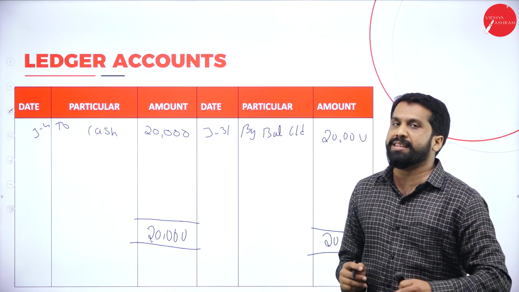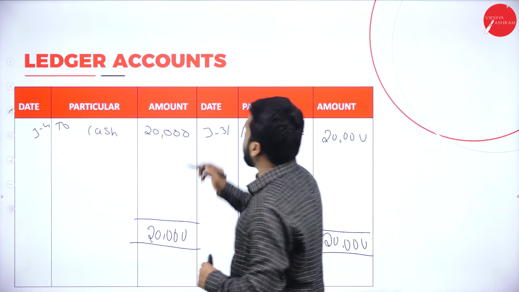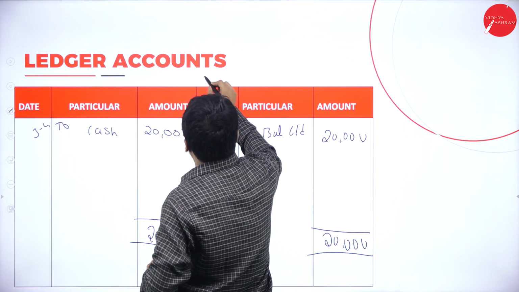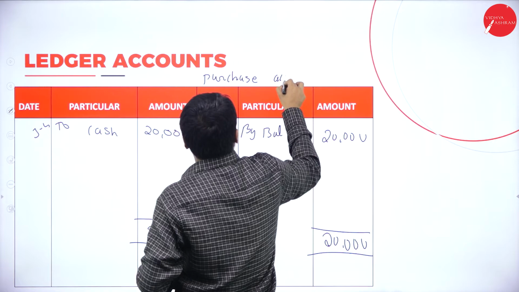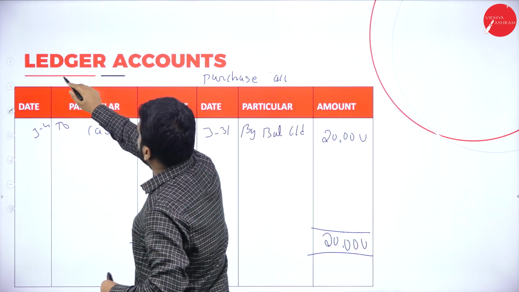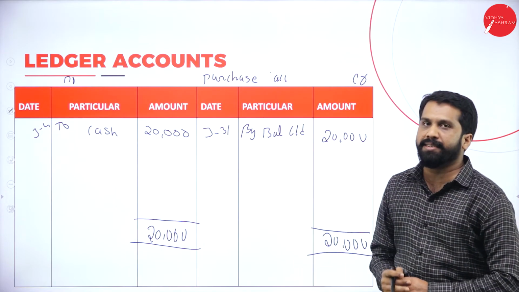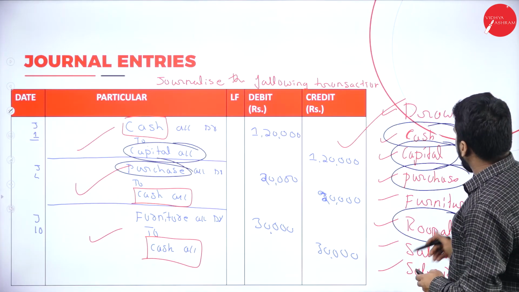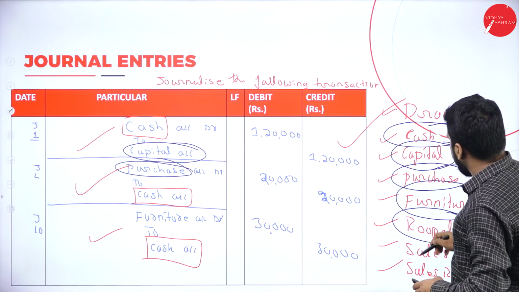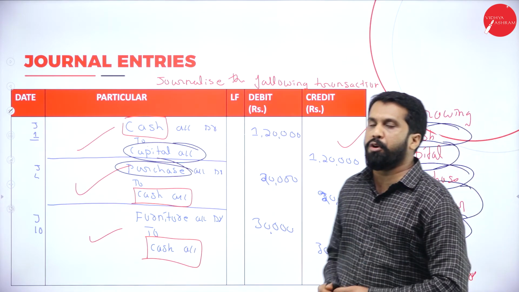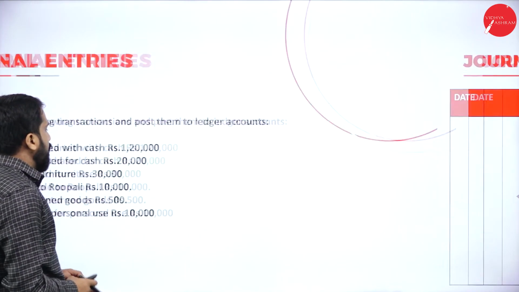If you do two or three ledger accounts, it will be easy for you to do ledger accounts. Now, your heading must be purchase account. This must be debit and this must be credit. Clear? Now we're done with purchase also. I'll go for furniture. Drawing and sales return will be your homework.